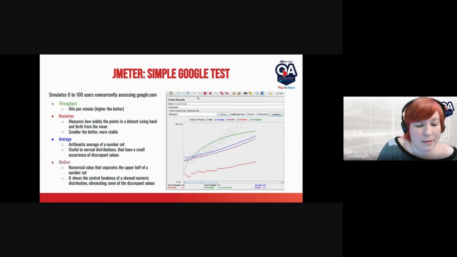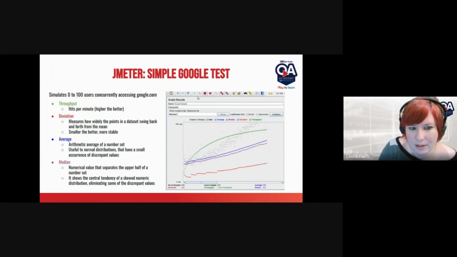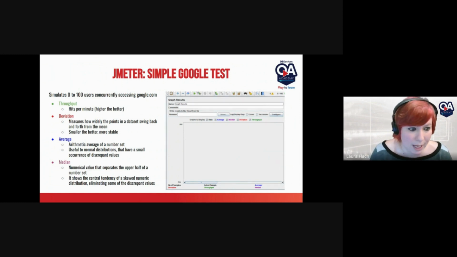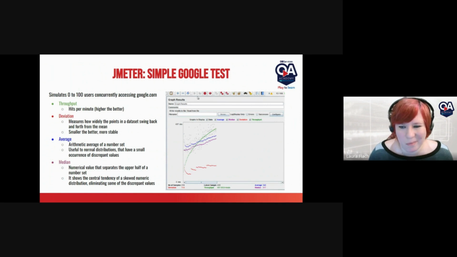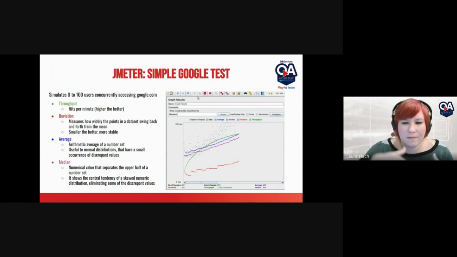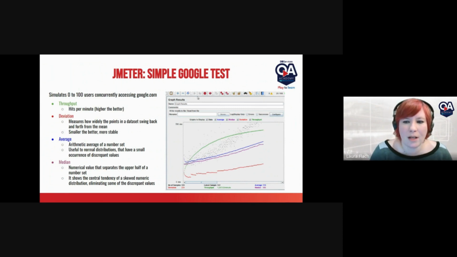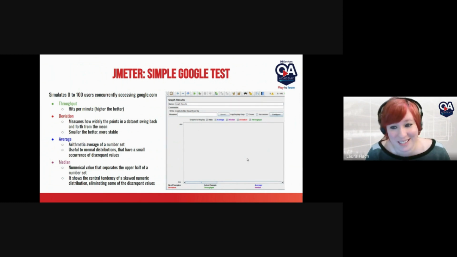For the blue line, we see the arithmetic average. So this is basically the simple average. It's useful if you have a pretty stable system, with little volatility and small occurrences of discrepant values. Because if you have a lot of different values in your test, this average will trick you. So it's not a good number to use if your system has a lot of volatility, which usually is the case.